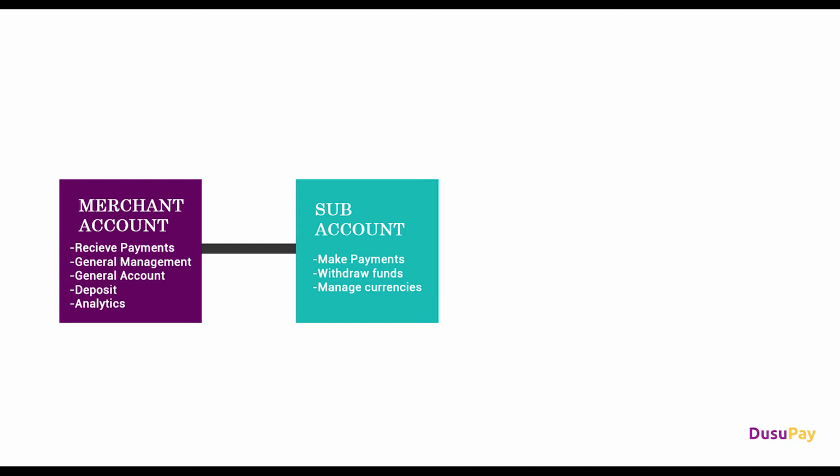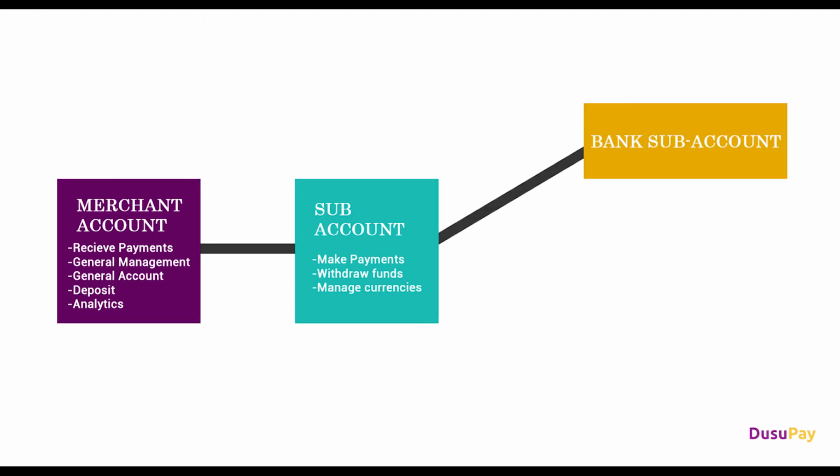And the moment you transfer money from your merchant account, it could be, let's say, in United States dollars, the moment you put it on a sub account, you select whether you want it to be in Ugandan shillings or Kenya shillings or the Nigerian Naira or the South African Rand or whatever African currency you're choosing to pay out to. So in a sub account, you're able to make payments, you're able to withdraw funds through the sub account, and you're able to manage different currencies under your merchant account, which you cannot do if you're only using a merchant account.